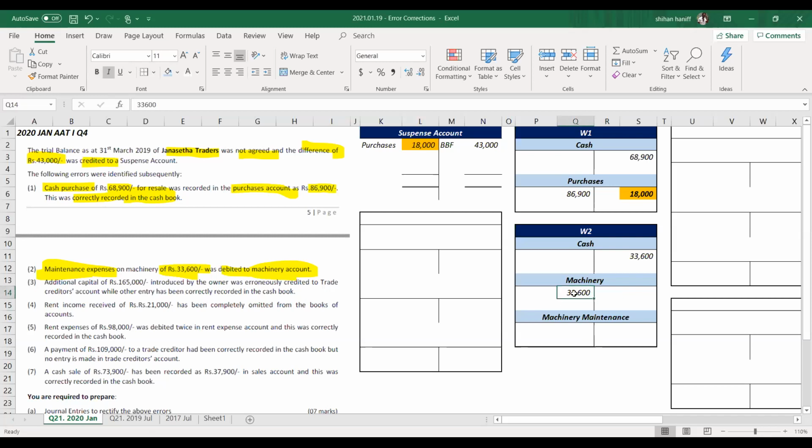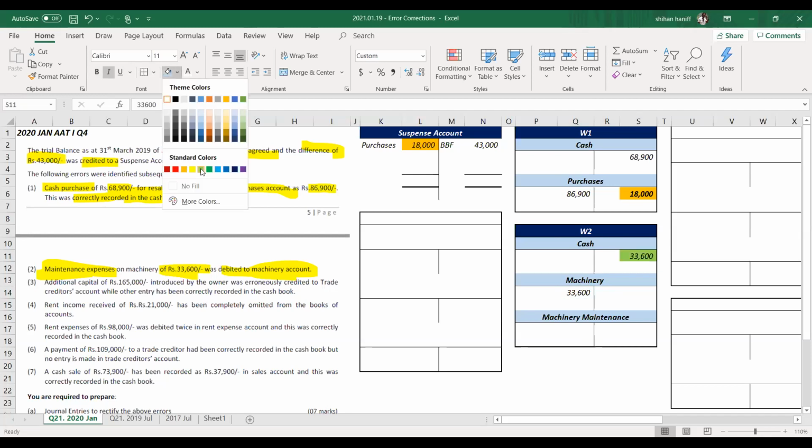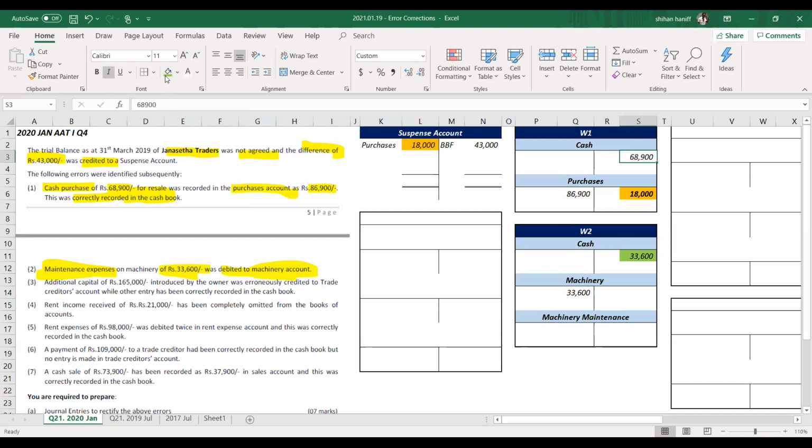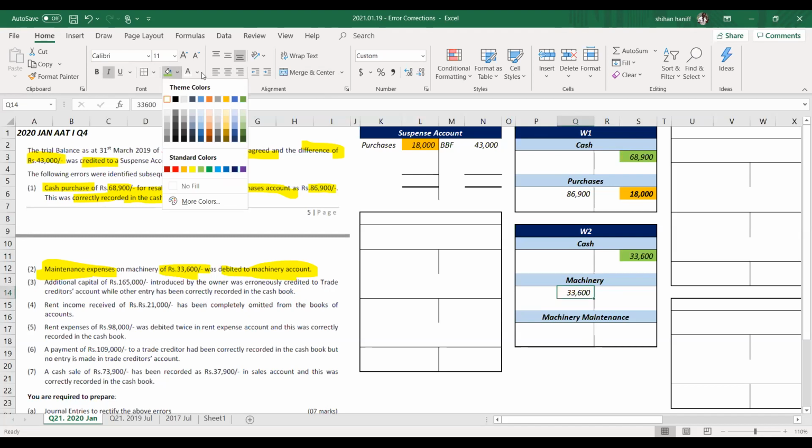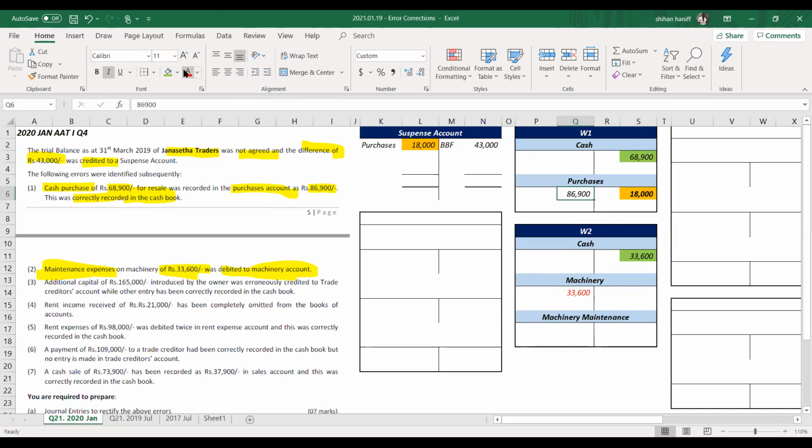So you can't record this in machinery account. This is correct. Cash account is correct. Machinery account, this is wrong. At 33,600, you can't debit the machinery. It should be debited to the machinery maintenance account. So how do you correct this?